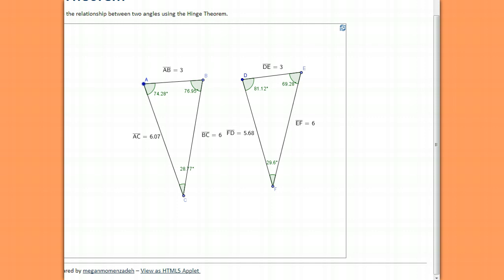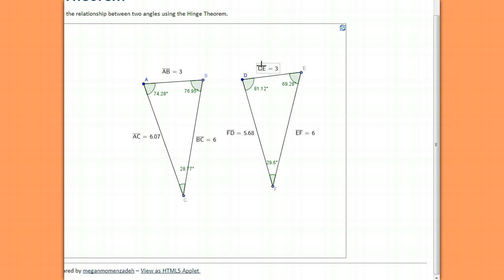So, what we have here, we're looking at side AB in this triangle and side BC in this triangle. It's 3 and 6. Now, go to the triangle on the right. Side DE is 3, EF is 6. There is our two pairs of sides. All right, that's the first step in making sense of this and what to look for. You need to have those two pairs of sides that are congruent to each other.